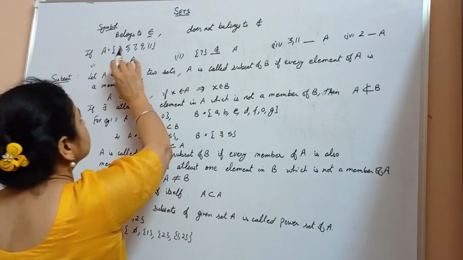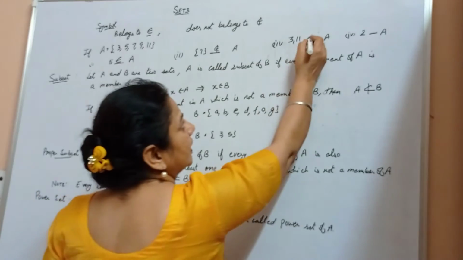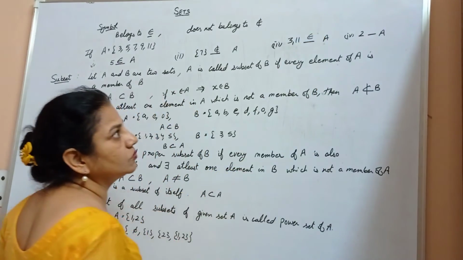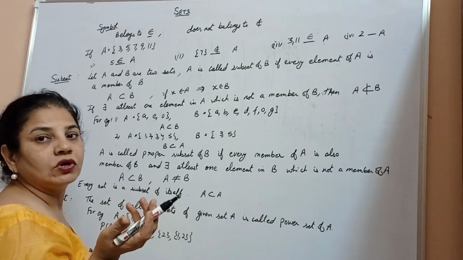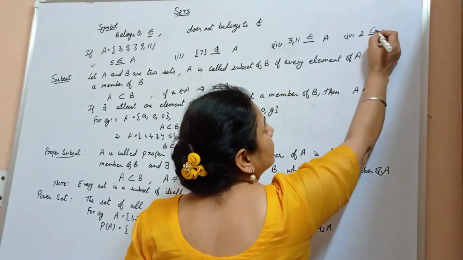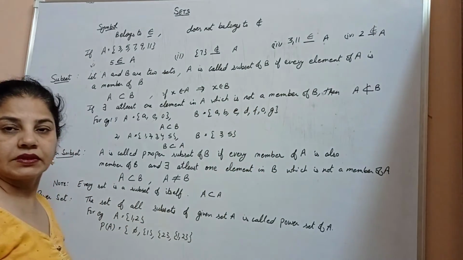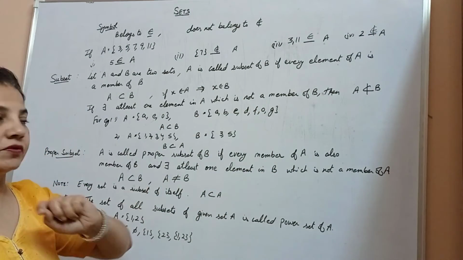3, 5 elements belong to the set A. So we write it here in the form belongs to. 2, is there any element 2? No, there is no element 2. So we say 2 does not belong to the set A. The symbol we write for does not belong to is in this form.